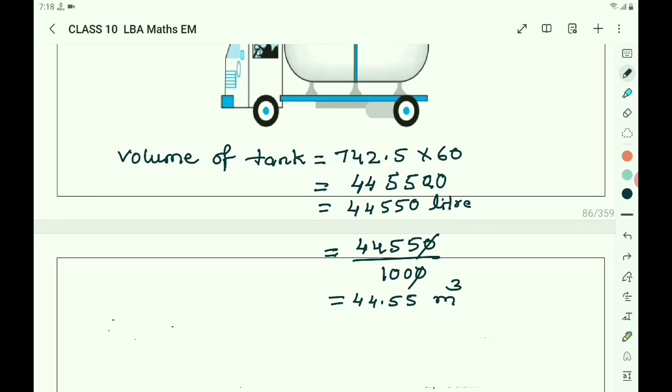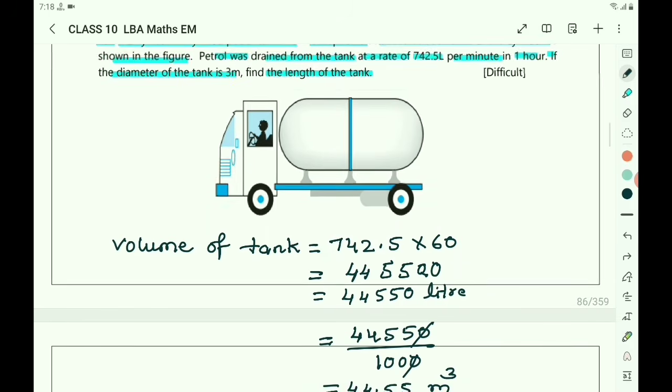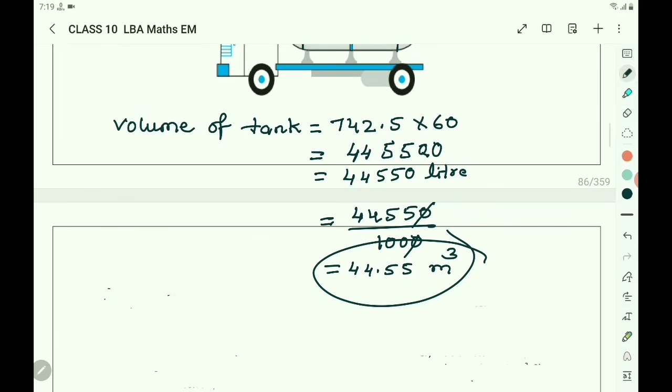Volume of petrol held in the tank is equals to volume of the tank, and the tank is in the shape where the two ends are hemisphere and the middle portion is cylinder. Then the volume of the tank is equals to what? Volume of the cylinder plus 2 into volume of hemisphere, that is equals to this much.